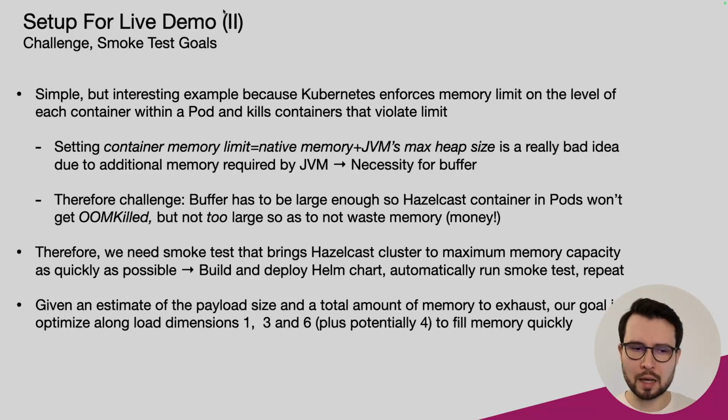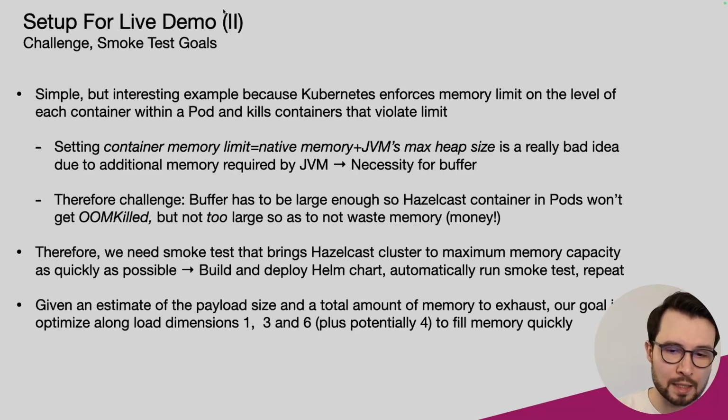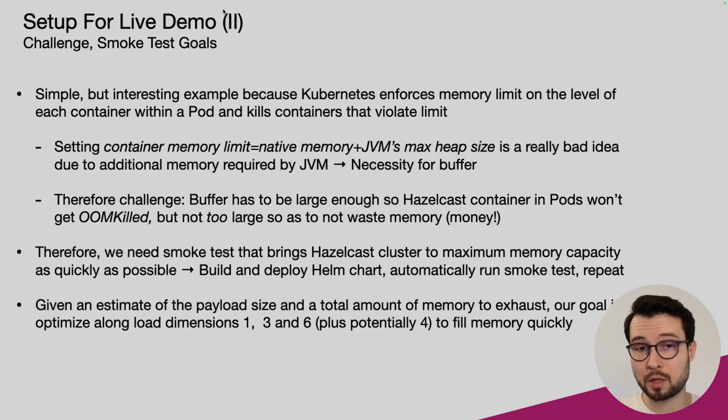So that's not ideal either, right? So what we need, therefore, is a smoke test that brings our target Hazelcast cluster to its maximum memory capacity as quickly as possible, so we can iterate over our memory configuration as quickly as possible. And that means that our CI/CD pipeline is supposed to build and deploy the Helm chart, automatically run the smoke test, and then repeat if we find a flaw in our configuration.